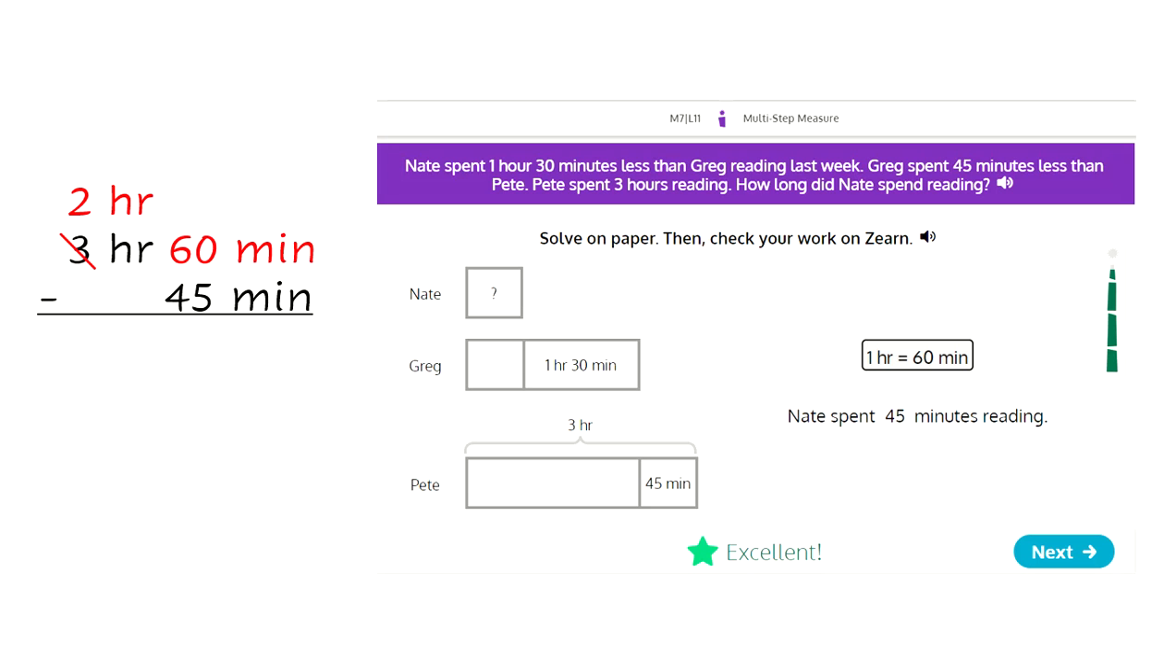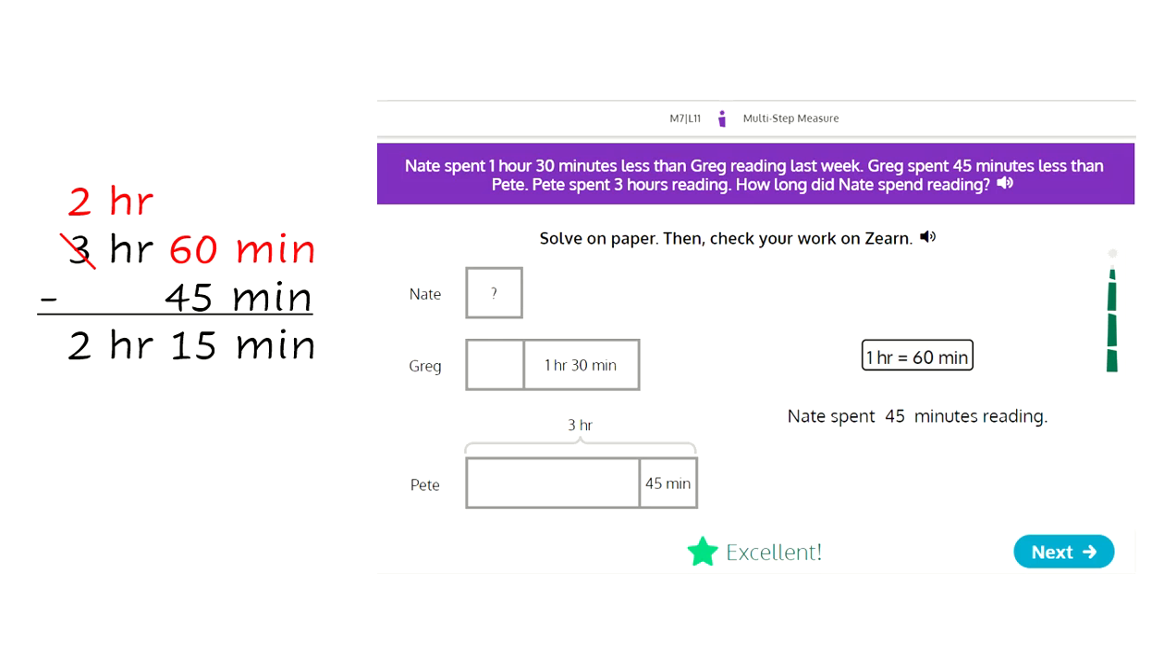There are not any minutes for me to take away 45 minutes, so I need to regroup. I'm going over to the hours column. I'm going to take one of those hours. So instead of 3 hours, I have 2. And I'm going to regroup 60 minutes, the equivalent of an hour, to the minutes column. Now I have minutes to subtract, 60 minus 45, which of course leaves 15 minutes. And then 2 hours minus nothing is 2 hours.